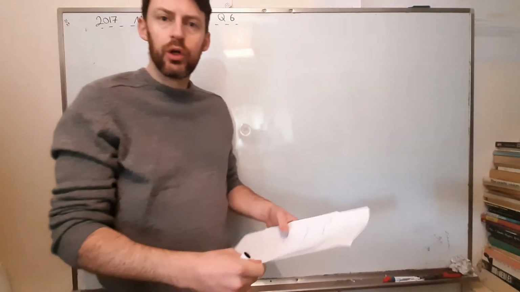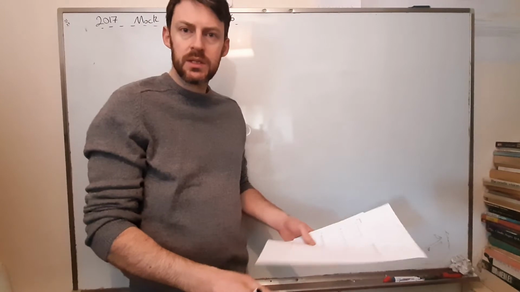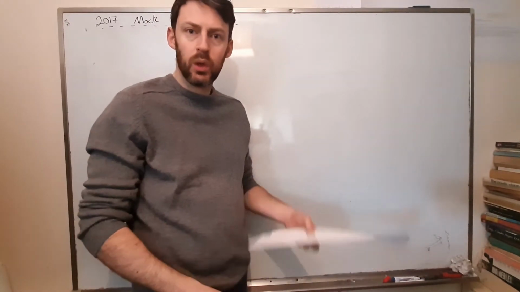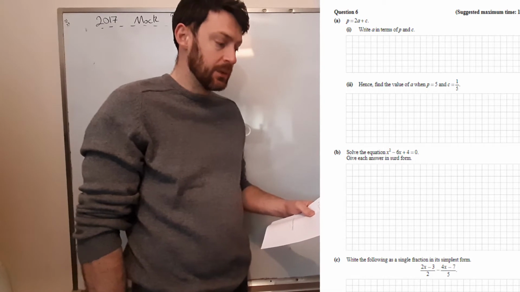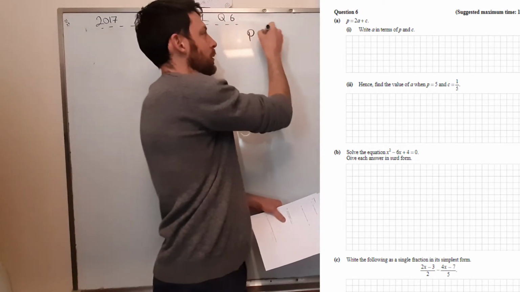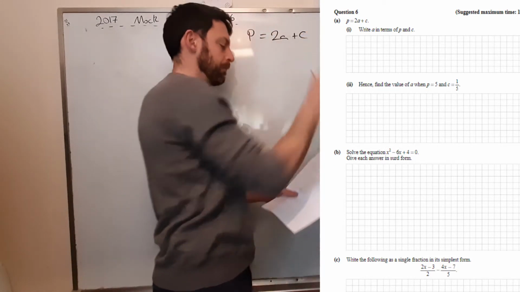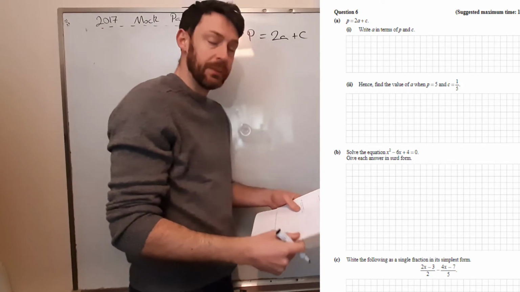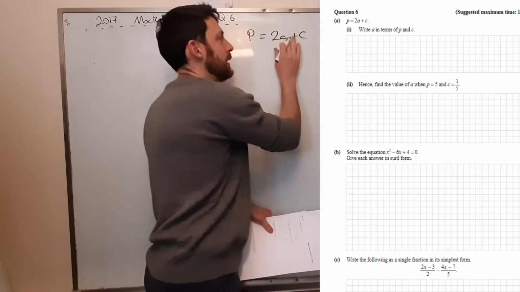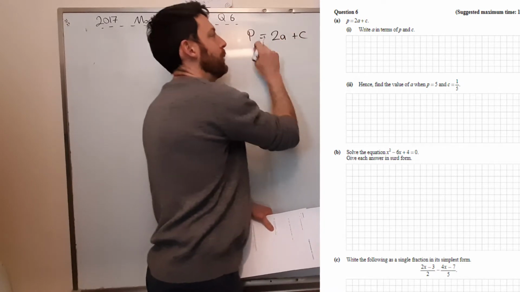Okay, so we're going to do DEB 2017 Mock Paper question 6. It reads P is equal to 2A plus C. Write A in terms of P and C. So we have to write A, this letter here, A, in terms of P and C.